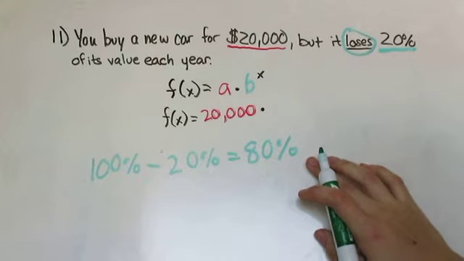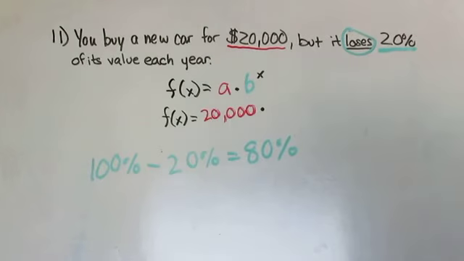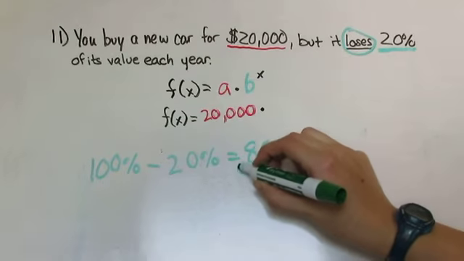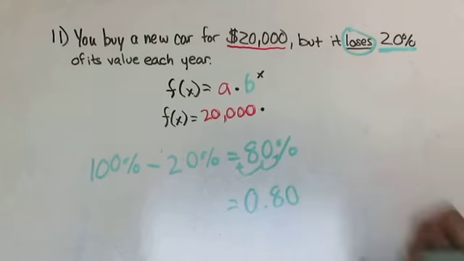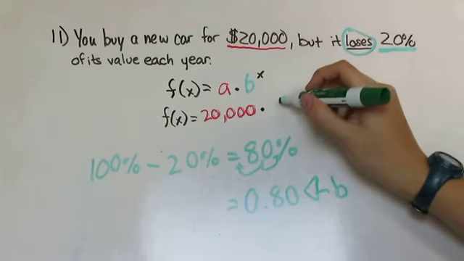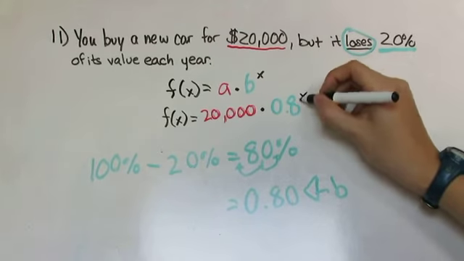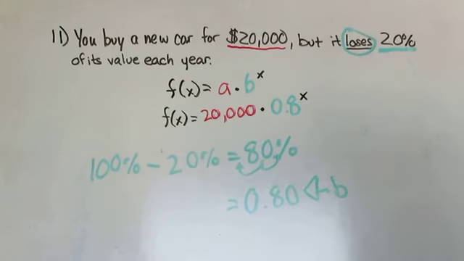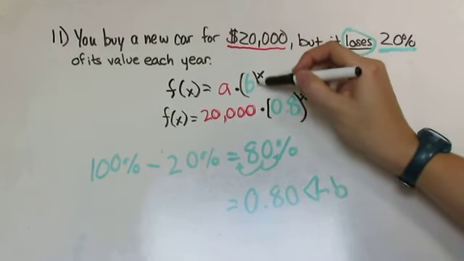Now when we write an exponential function, we don't like to keep it in percents. We like to put it as a decimal. So we can take our percent and we can move the decimal place over two, and that'll give us our decimal, which is 0.80. And this right here is our b. So I know that my b is 0.8 to the x, which means that my final equation is f of x equals 20,000 times 0.8 to the x.